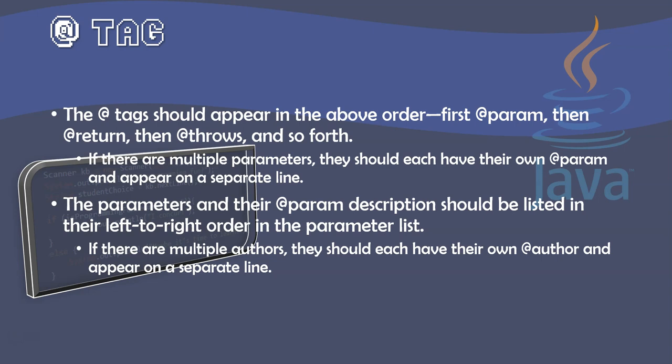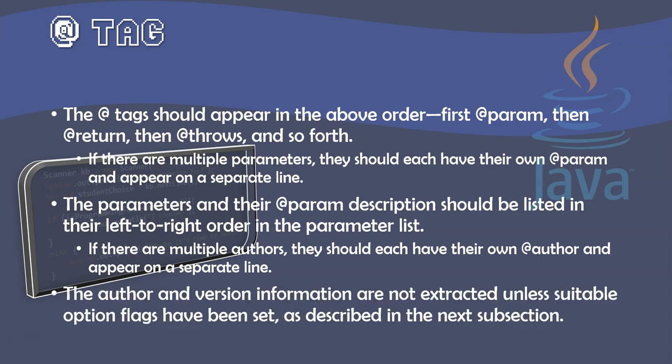Now, if you have, for another thing, multiple authors, each of those should have their own @author tag and should appear on their own line because, again, you want to separate those out. The author and version information, though, are not extracted unless suitable option flags have been set, such as described in our upcoming lesson here.